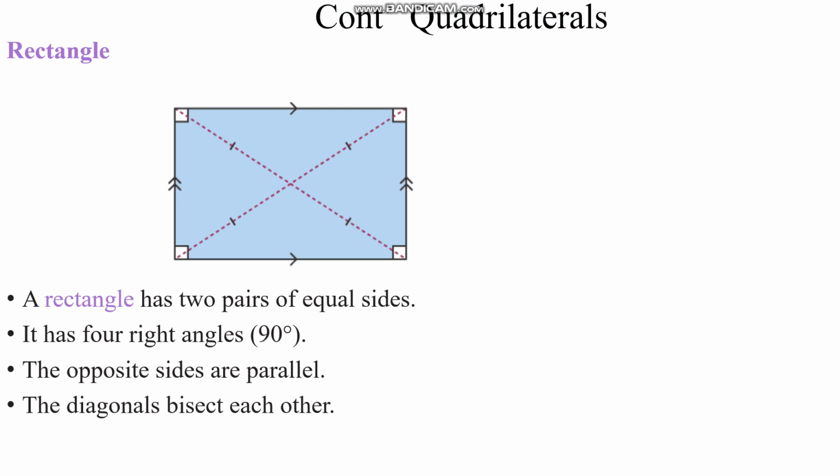And then now we'll look into a rectangle. You need to note that a rectangle has 2 pairs of equal sides. So this side here is equal to this side, and this side is equal to this side. It has 4 right angles, and the opposite sides are parallel. And then the diagonals bisect each other. The lines in purple here are the diagonals.